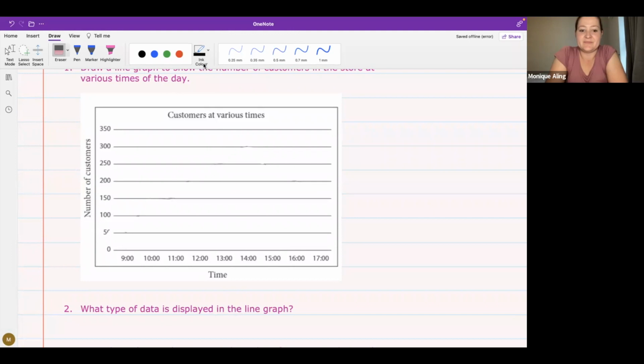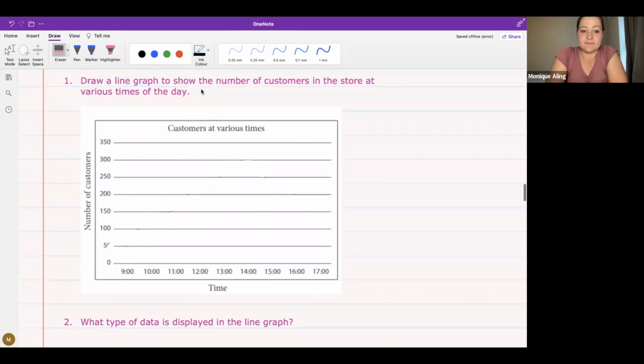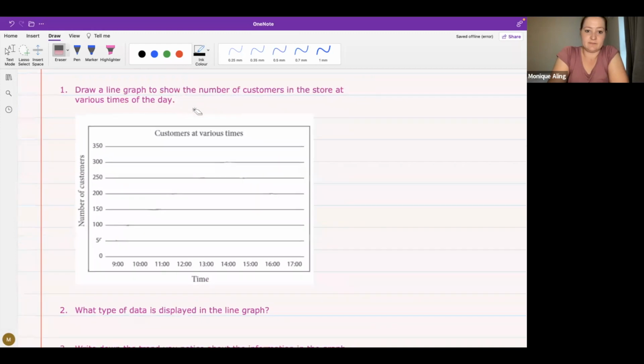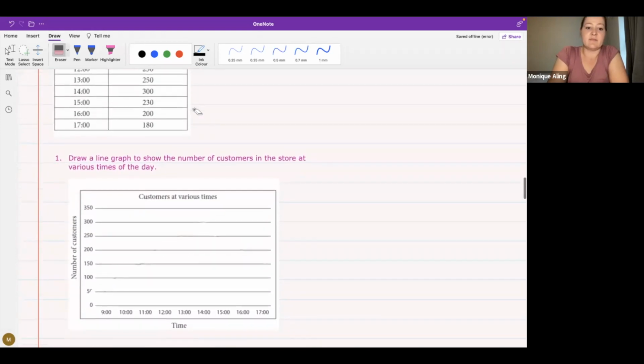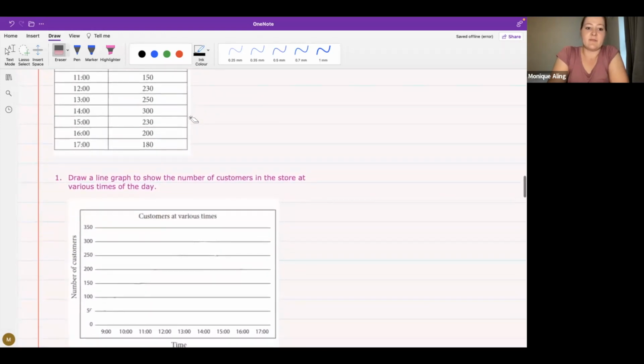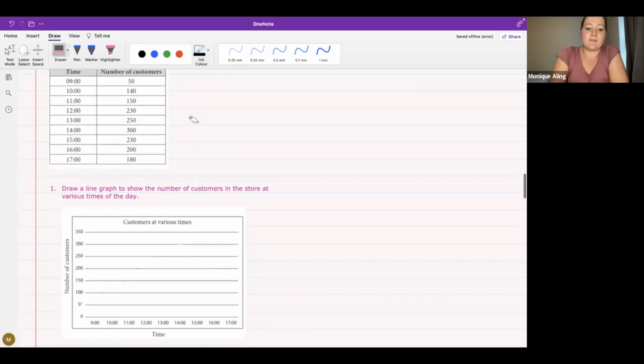Ma'am, I was asking, when you plot the line on the graph, I don't know if I should start plotting from 0, 0, or should I start plotting from 9 o'clock exactly? And when should I not do that? And when should I do that?